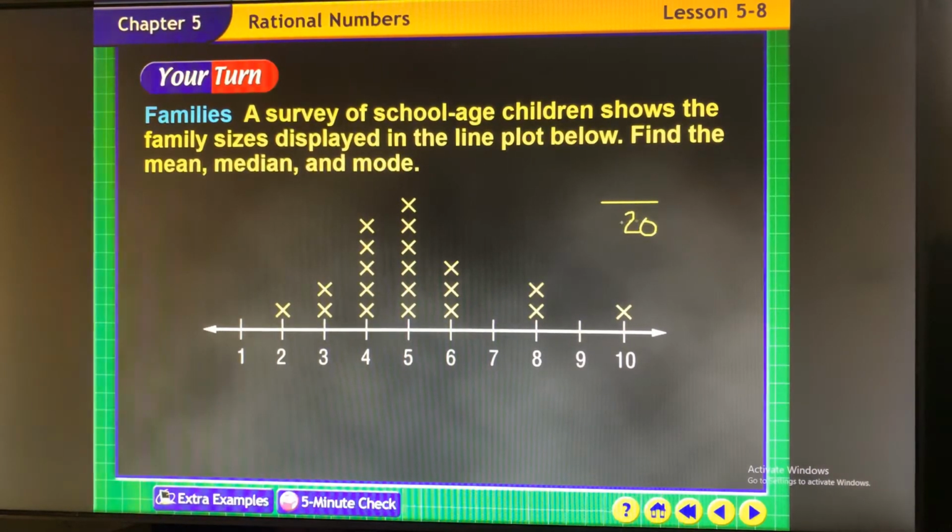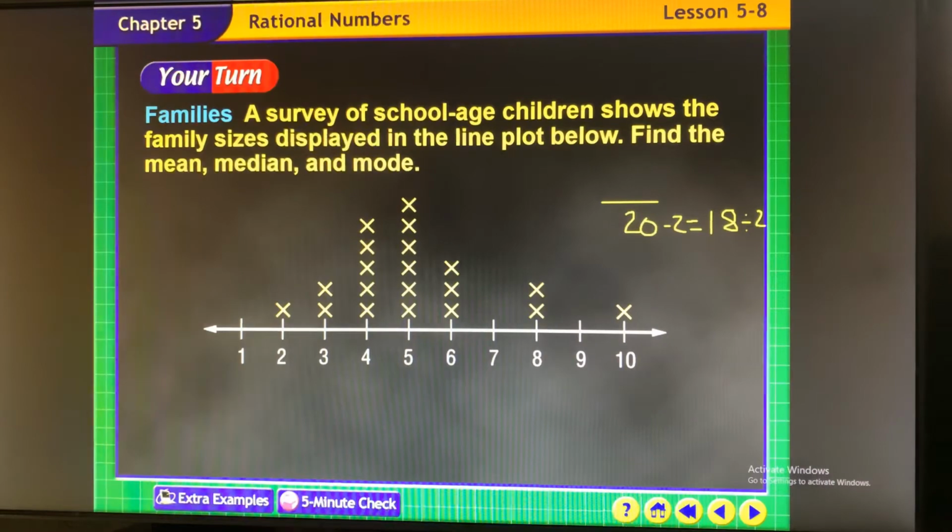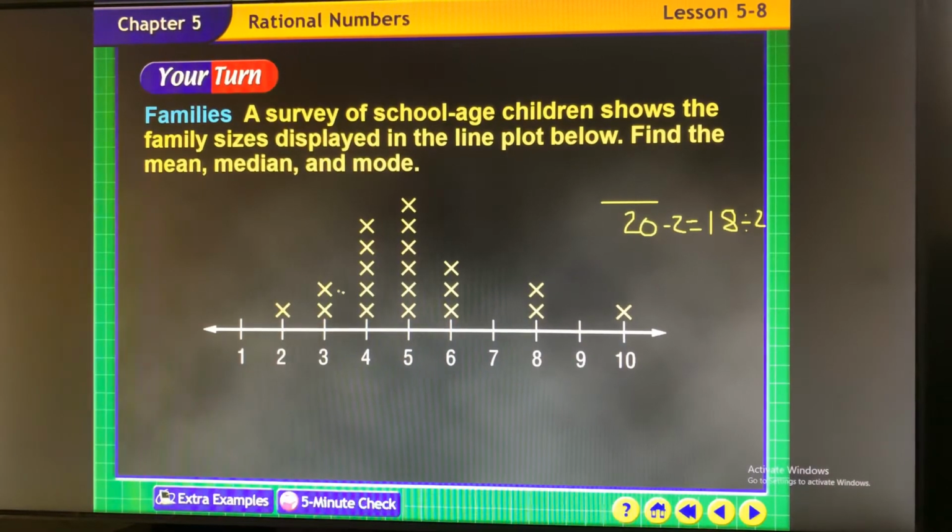My median looks pretty clear. If there's 20, there's 2 in the middle. Subtract 2 to get 18. Take those 2 out of the middle. Take and divide this by 2. So I'm going to count 9 X's. 1, 2, 3, 4, 5, 6, 7, 8, 9. I expected that to be the median. It's also the mode because it's the one that occurs most often.